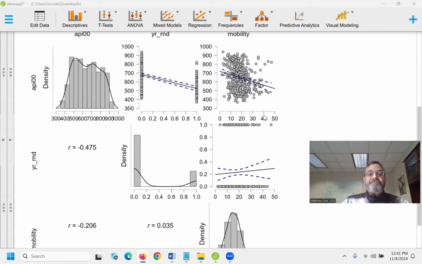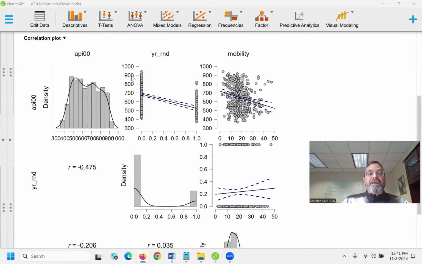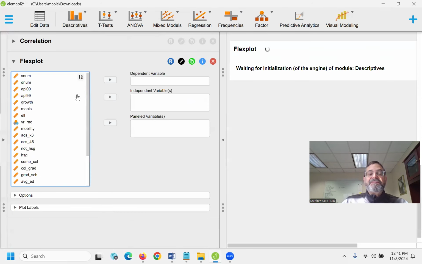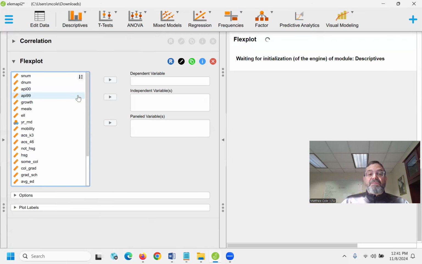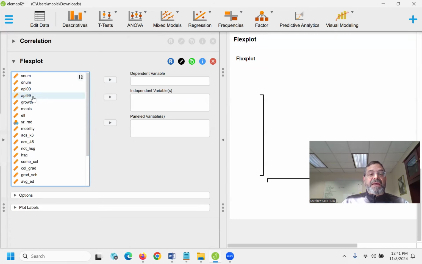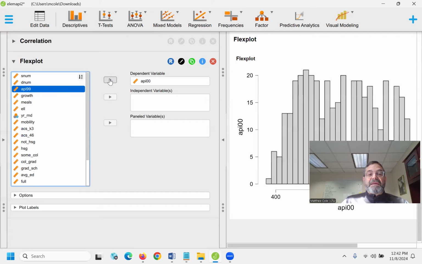Okay. Now, how do we put it all together, though? Is there a way that we can plot all of these three together? And that's where the flex plot comes in. So that's under descriptive statistics, flex plot. So that would be next. And what we're going to do here is we're going to add API, that's our dependent variable. And let's plot mobility.